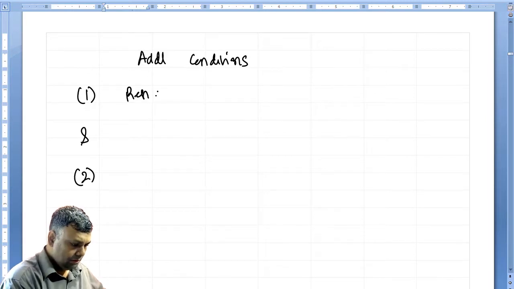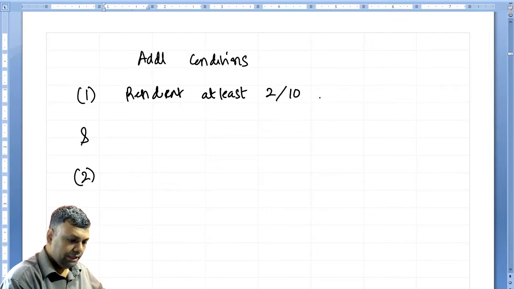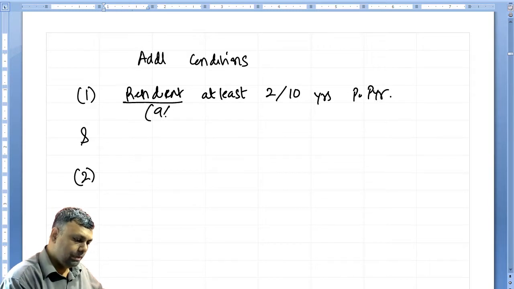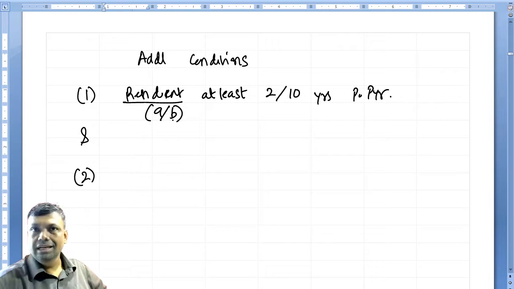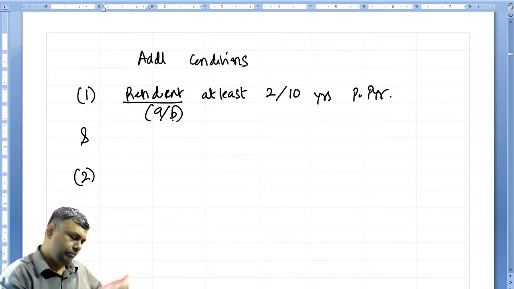he should be resident for at least 2 out of 10 years preceding the previous year. The moment the word resident comes, you have to apply A or B. Logically, I'm telling you, because the word used is resident. At least 2 out of 10 years. So if it is 2 or more, then it is okay. That means you are satisfying this condition.